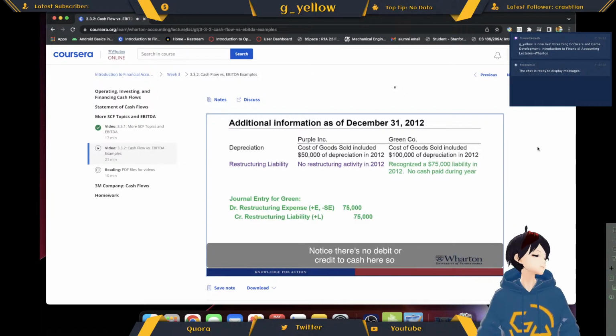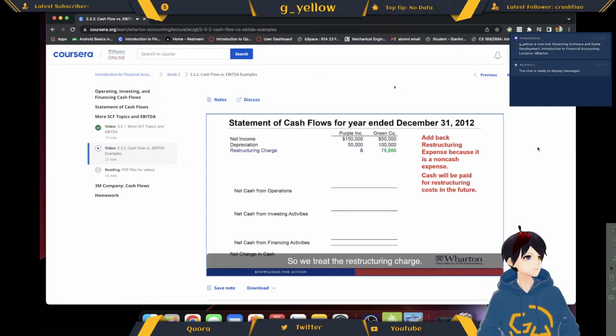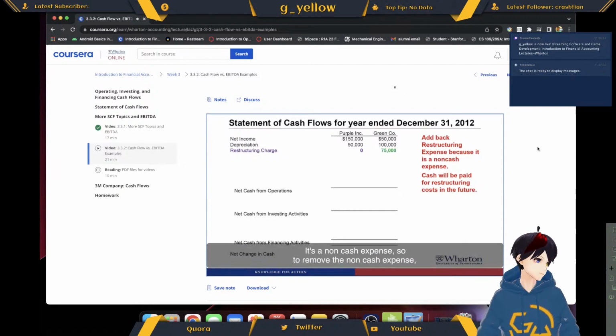Notice there's no debit or credit to cash here, so this is a transaction that has no cash impact. So we treat the restructuring charge like depreciation. It's a non-cash expense, so to remove the non-cash expense, we add it back to get from net income to cash from operations.